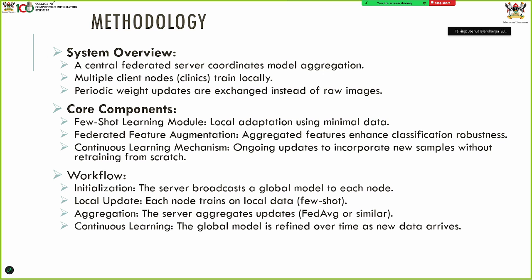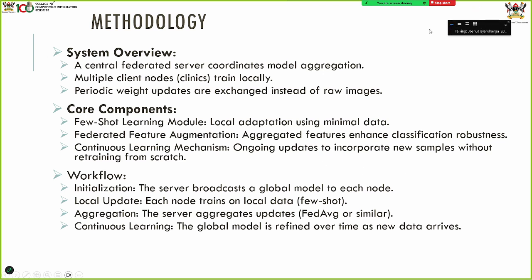So the core components, we have the few-shot learning model, which is basically for local adaptation using minimal data. We've got federated feature augmentation, which helps in aggregating features to enhance classification robustness. Then continuous learning mechanism ensures that once new updates come in, these are sent to the model without starting afresh.